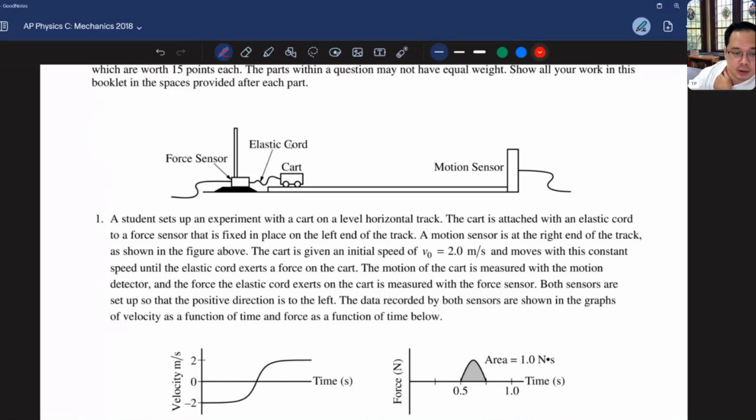But then the elastic cord starts extending, and then it exerts an elastic force pulling the cart, slowing it down, and therefore eventually the velocity becomes zero and the cart is pulled backward, moving in the opposite direction to the left toward the elastic cord, okay?